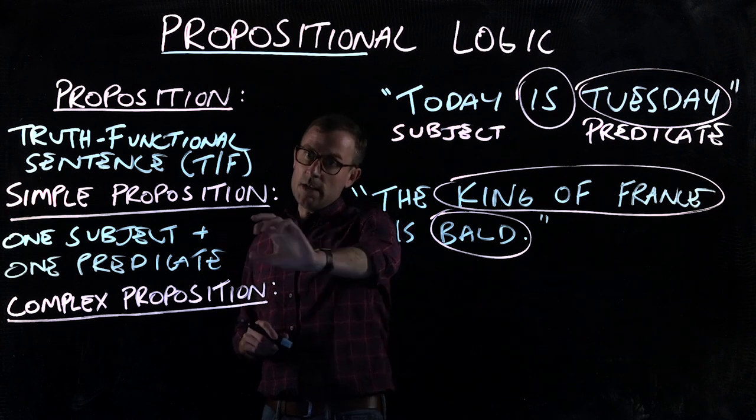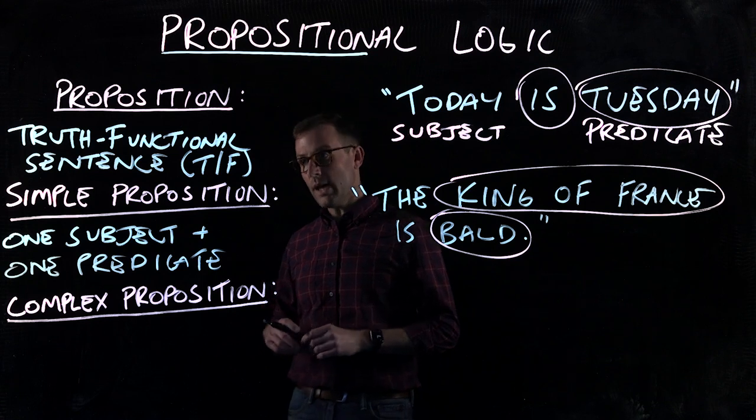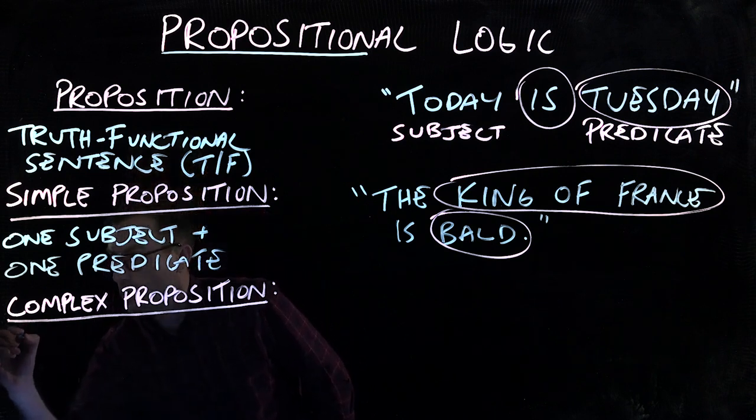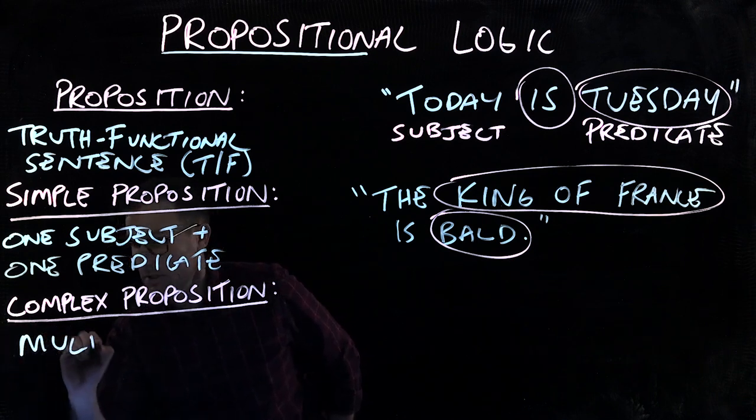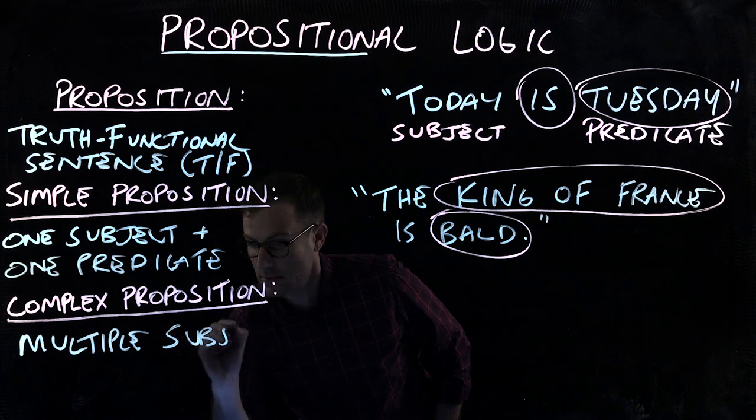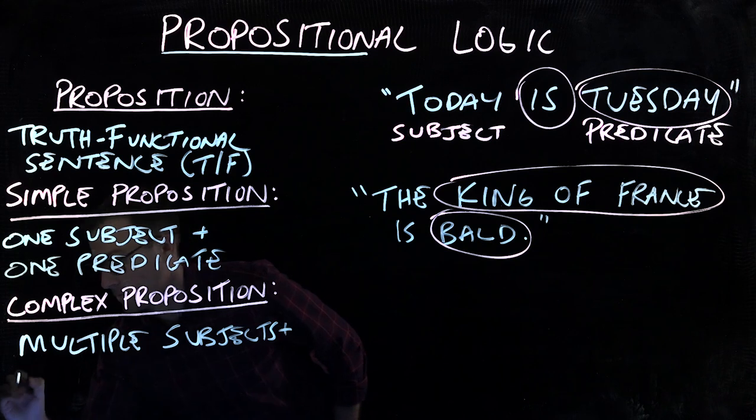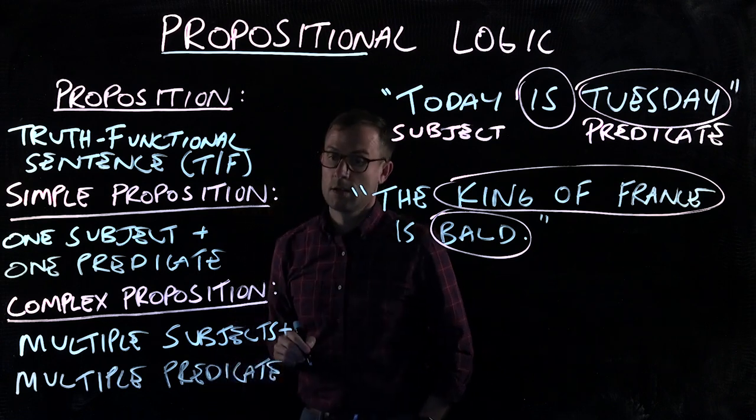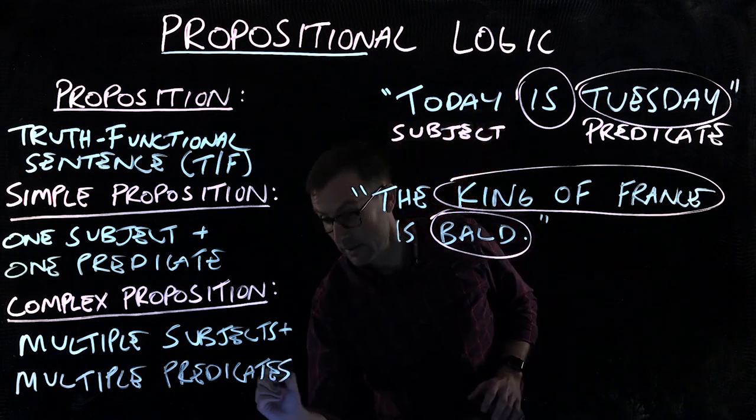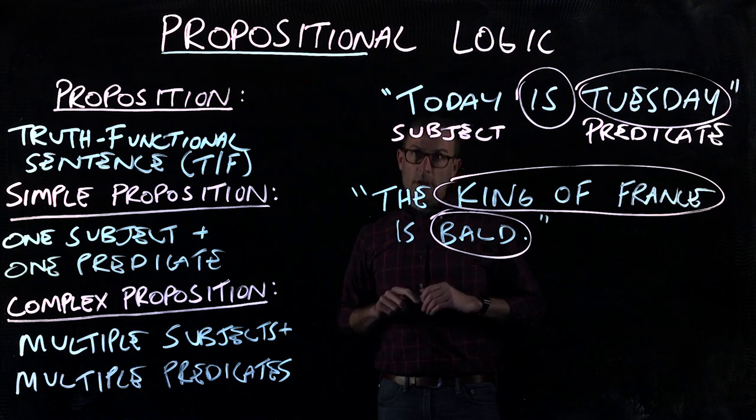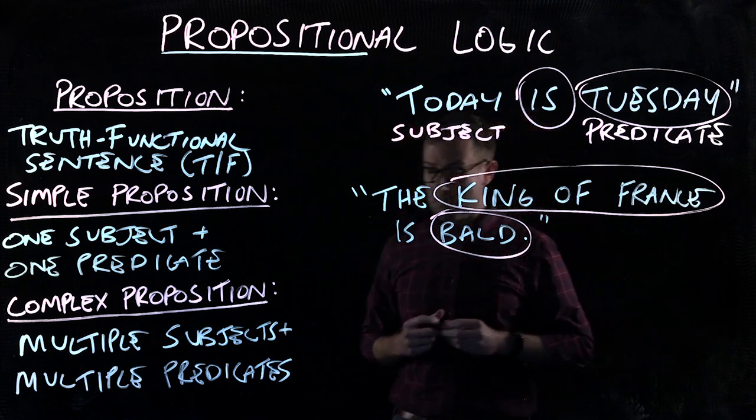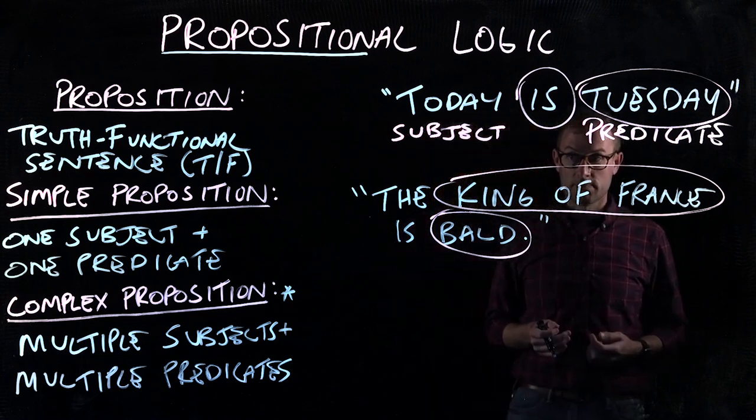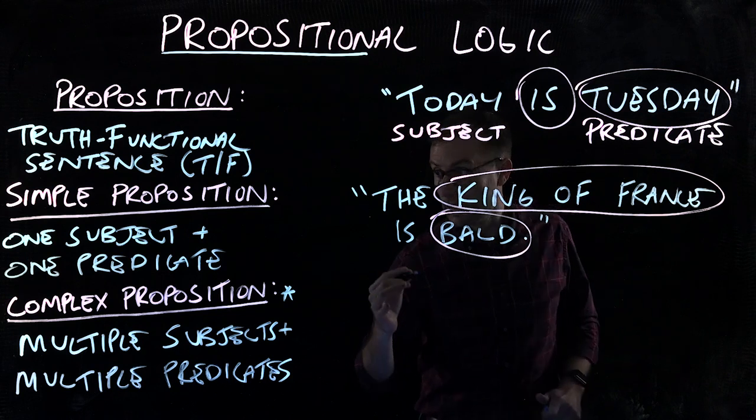Now, the alternative here is complex propositions, which is something in addition to a simple proposition. When we talk about complex propositions, all we are saying is there are multiple subjects and multiple predicates. So there is more than one subject and more than one predicate. That's all we have in mind there. For the stuff going forward in propositional logic, we're mainly going to be focused on complex propositions, those sentences with multiple subjects and multiple predicates. Now let's see an example of how a complex proposition might look.